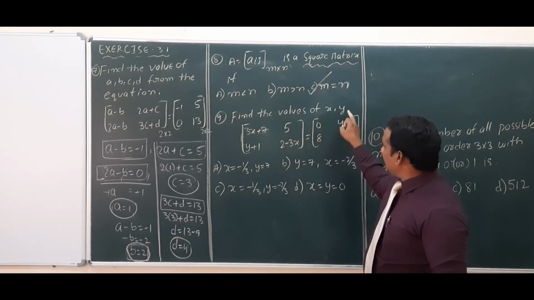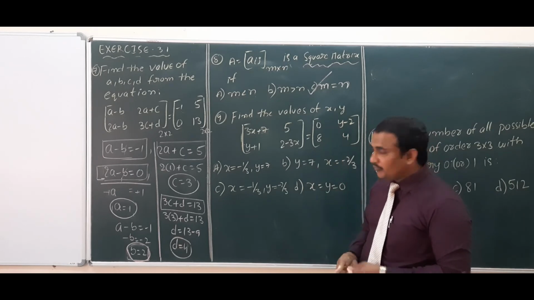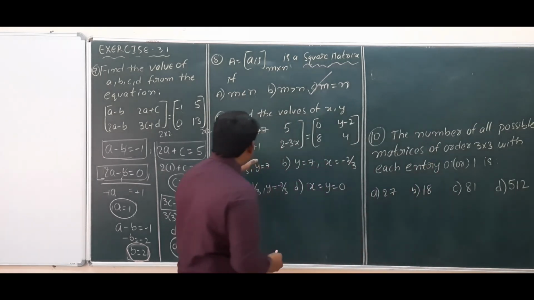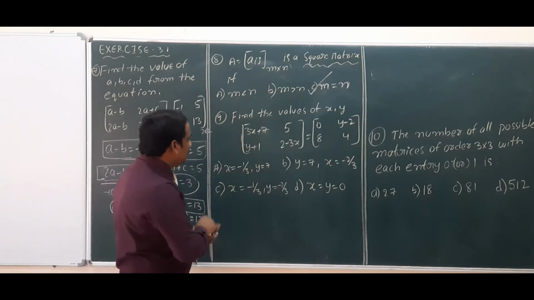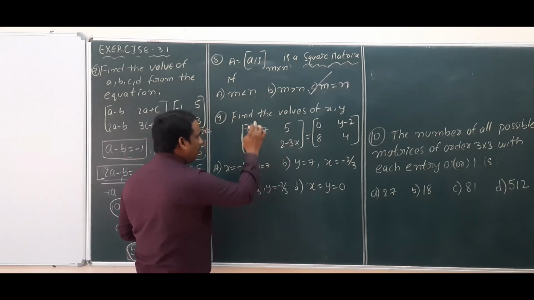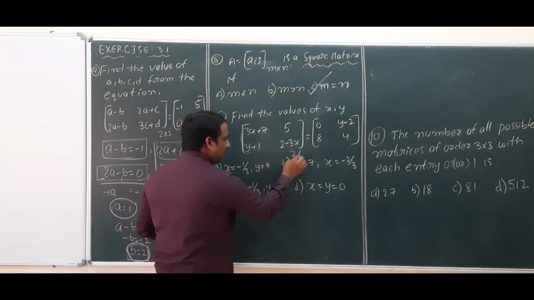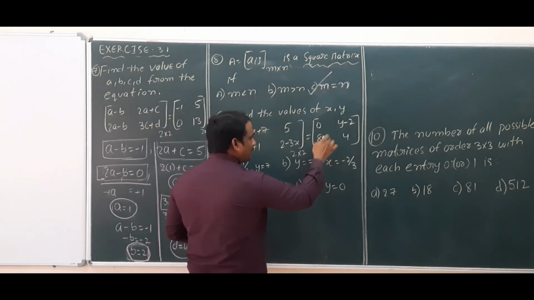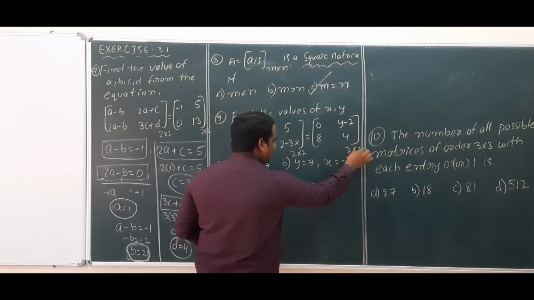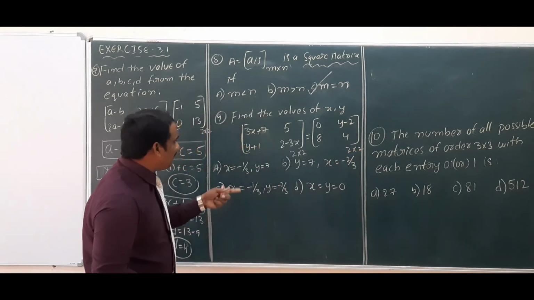Ninth question. Find the values of x, y. How to find out the x, y values? They given here equating the two matrices. First you have to check order. Here what is the order? First row, second row, first column, second column. Here 2 by 2 order. Now we can equate the first element.